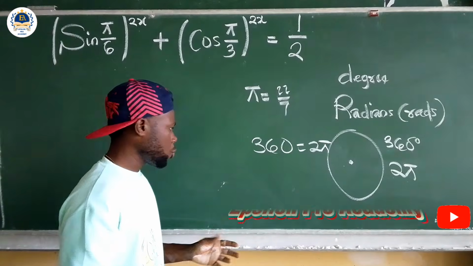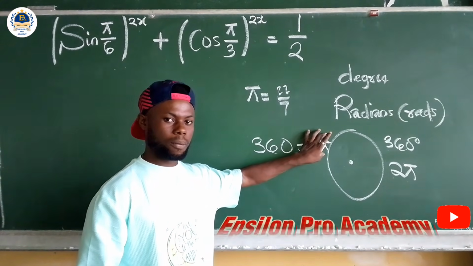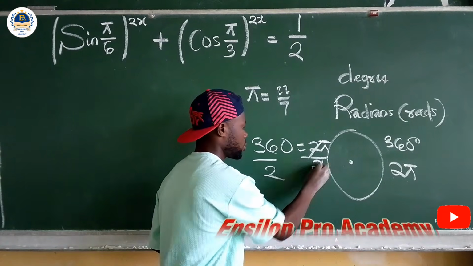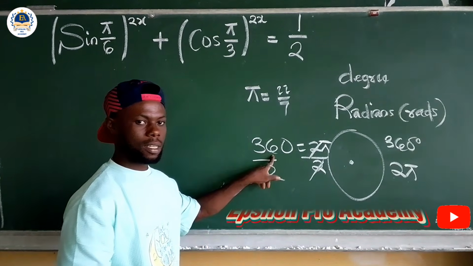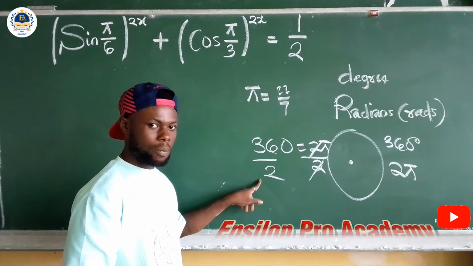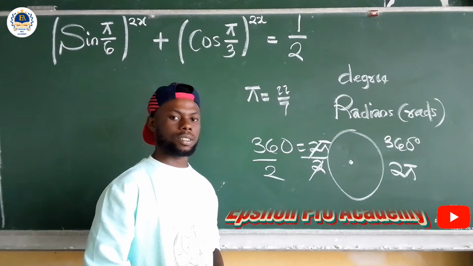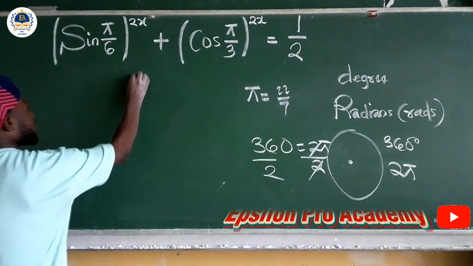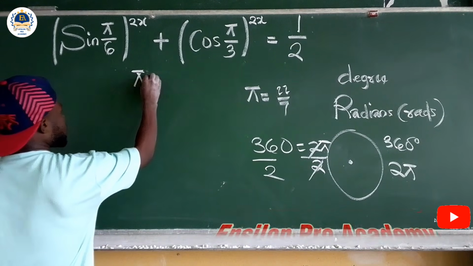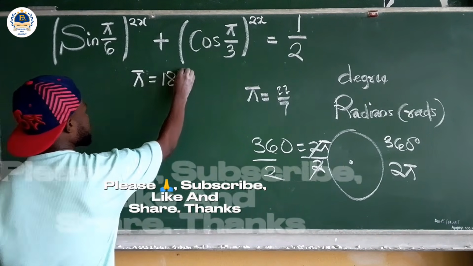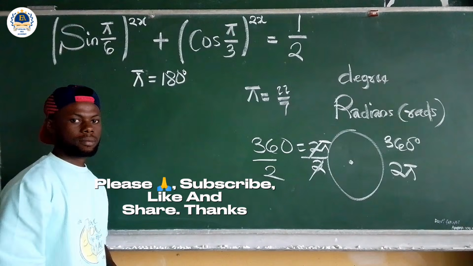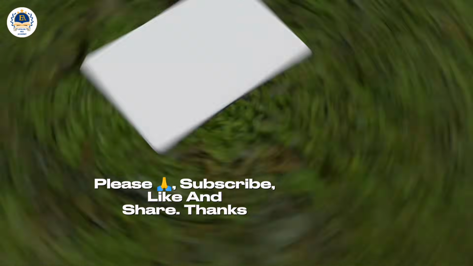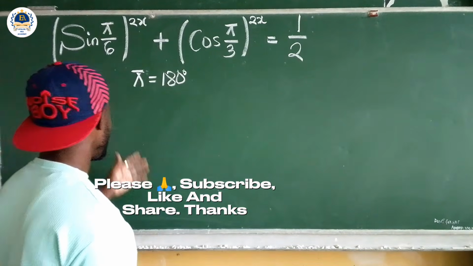Then from this juncture, we can make pi the subject of the formula. If you divide both sides by 2, pi will give you 360 divided by 2. That means pi is equal to 180 degrees. So in this question, we are going to use pi is equal to 180 degrees instead. Take note of this. Having known that, we can go straight to the question.